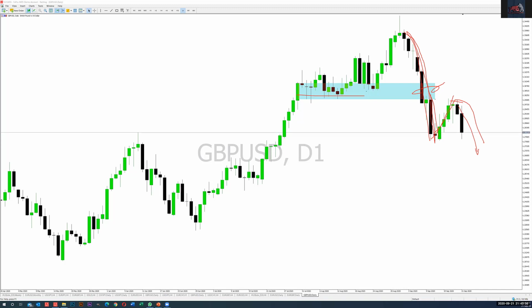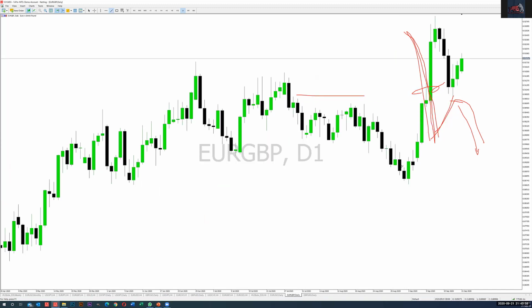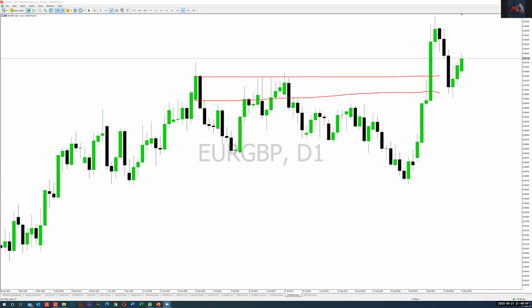And the opposite applies for a supply zone that has been engulfed, which is a bullish engulfing. You look to be a what? A buyer when price comes back to the candle that has engulfed the supply. So it rallies away. When it comes back, you look to be a what? Buyer.